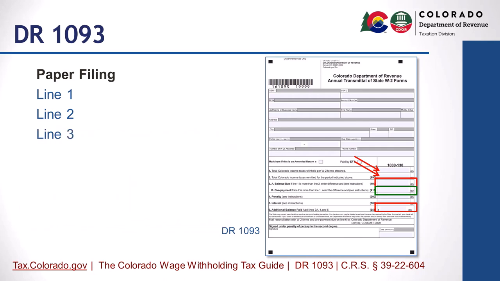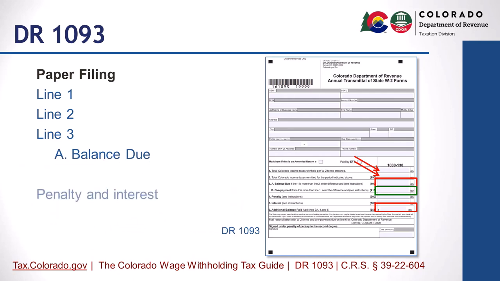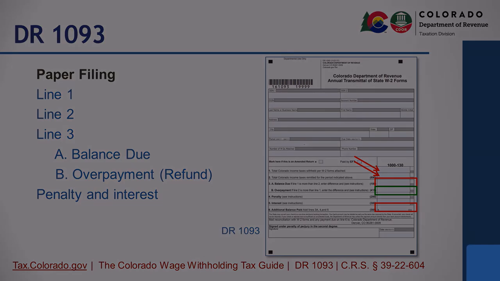If line 1 is greater than line 2, there will be a balance due, and lines 3A, 4, 5, and 6 should be completed. Penalty and interest may be self-assessed if there is a balance due. If penalty and interest are not self-assessed and the return or payment are received late, the Department of Revenue will calculate the penalty and interest and send a bill. If line 2 is greater than line 1, complete line 3B and leave all other lines blank. If the form is filed timely and there are no outstanding delinquencies on the account, a tax refund will be issued automatically upon processing.